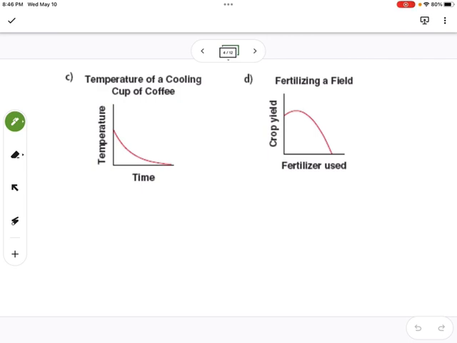Okay, next one's here. We have temperature of a cooling cup of coffee. We have time along the bottom, temperature along the side. What we notice here is it's starting high and ending low, and there's a curve. Because of that curve, and because it's not looping back up, we have exponential here, and this is exponential decay. So as time increases, the temperature decreases.